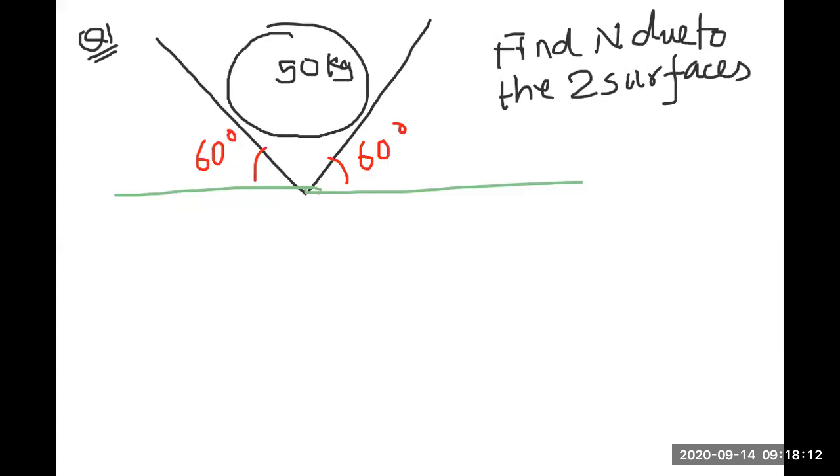Okay, so we have to find the normal reaction due to the two surfaces, and this is the situation which is given. I'm sorry about the diagram, but the sphere is actually touching the two surfaces, right? So what should we do? How to find the normal reaction of the two surfaces?